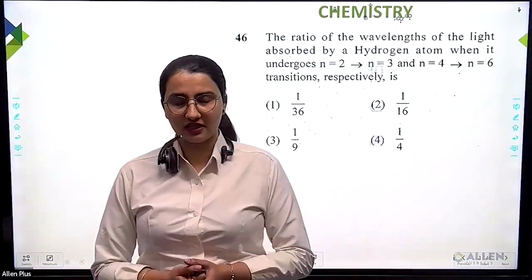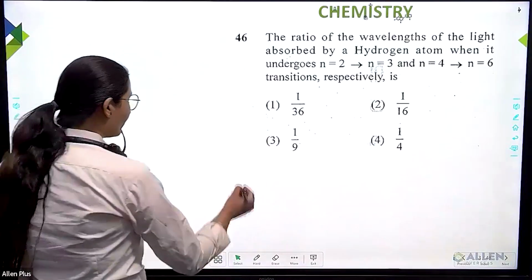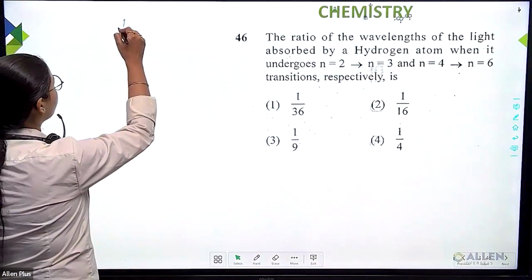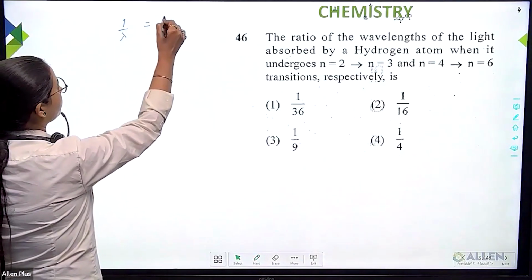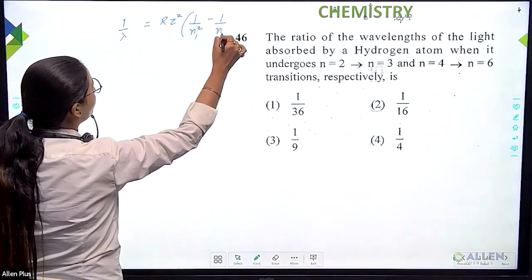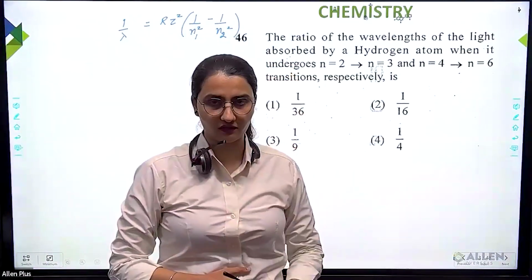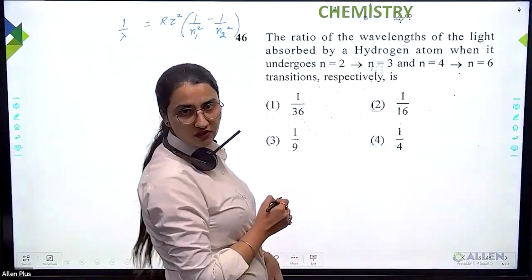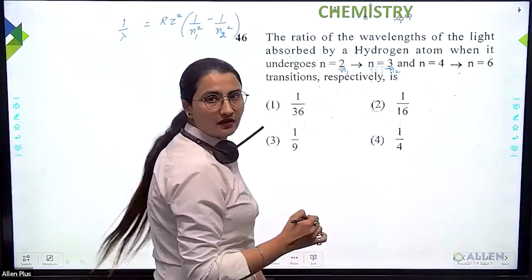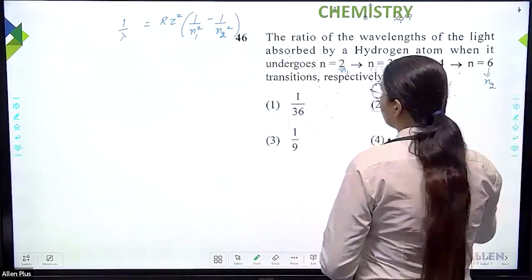Students, this first question is based on Rydberg's formula. It is from the chapter Structure of Atom, right? So how do we start? We have to find the ratio of wavelengths. What's the formula of wavelength? It's 1 by lambda = RZ square (1 by n1 square minus 1 by n2 square), where n1 is the state from which the electron is transitioning, correct? So here when it moves from 2 to 3, this is your n1, this becomes what? N2. Likewise in this, this is your n1 and this becomes n2, correct?